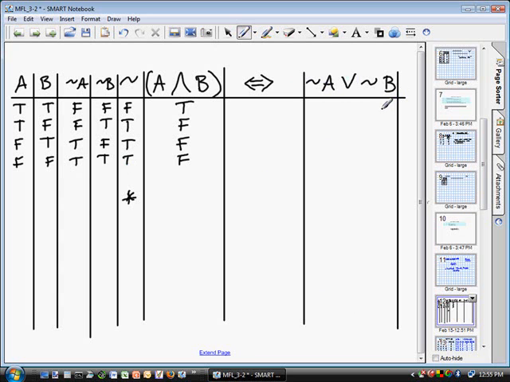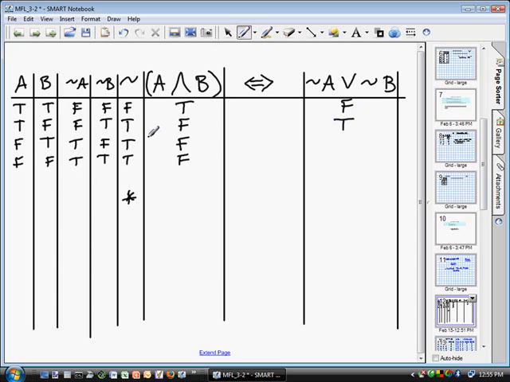Well, I only need one row for this because I already have a not A and a not B. Here they are. And what's this rule? Only false when both are false, right? So let's do it. False, false. Only false when both are false. Yep. False, true. Only false when both are false.